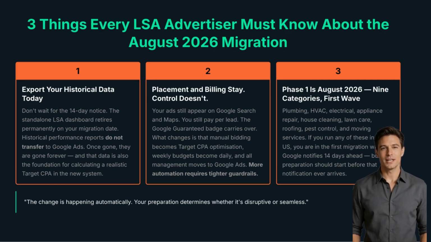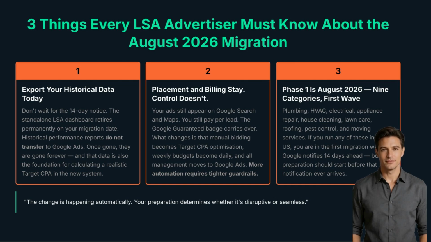Number 2. The placement and billing don't change. The control does. Ads still appear only on Google Search and Google Maps. You still pay per lead. Google Guaranteed badge carries over. What changes is that manual bidding is replaced by target CPA optimization. Weekly budgets become daily budgets, and you manage everything through Google Ads. More automation requires tighter guardrails, target CPA from real historical data, conversion tracking, and a weekly lead quality review process.